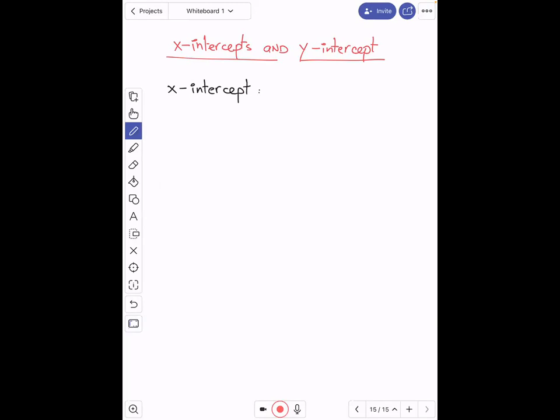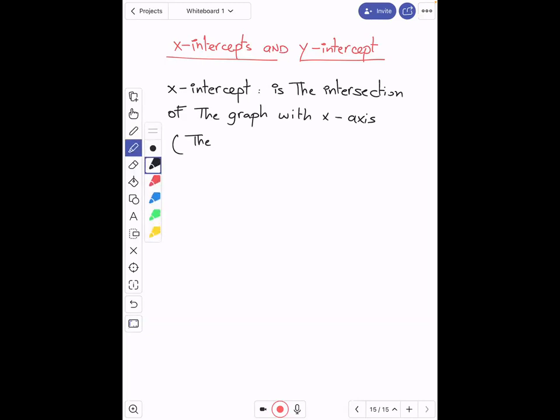So by definition, the x-intercept is just the intersection of the graph with the x-axis. That's why it's called the x-intercept. Or in other words, this is when the graph crosses the x-axis.